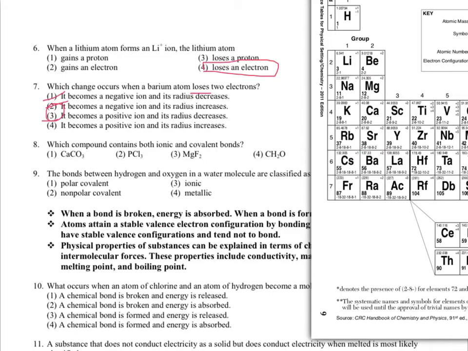The next question asks, which compound contains both ionic and covalent bonds? We can recall that ionic bonds are formed between metals and nonmetals, while covalent bonds are formed between 2 different nonmetals. So in this case, we're looking for something that has a metal and a nonmetal, and then 2 different nonmetals. So here we know that calcium is a metal, and we can look at our periodic table to verify that. Let's pull that up.